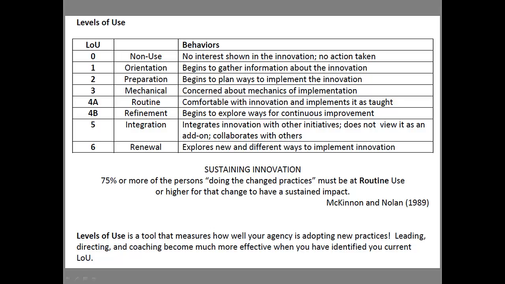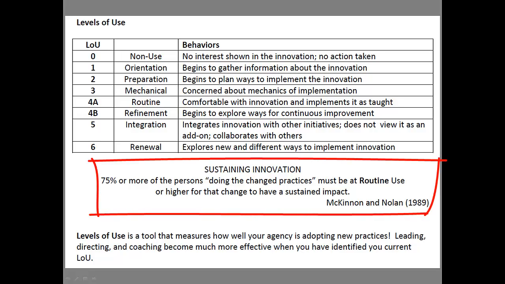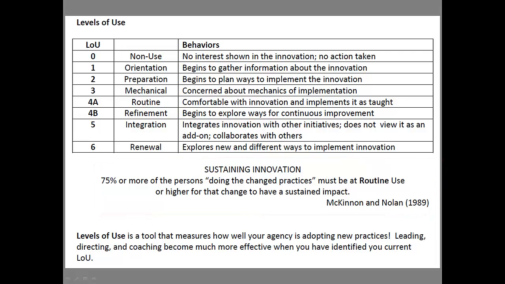So to do that, we begin with a tool called levels of use. And levels of use simply goes on a scale of 0 to 6, and it measures the distance your staff or your agency has grown in using a new tool or a new innovation. Look at the center here, sustaining innovation or sustaining something new. Research says that 75% or more of persons in your agency doing the changed practices must be at the routine use or higher for that change to have a sustained impact.